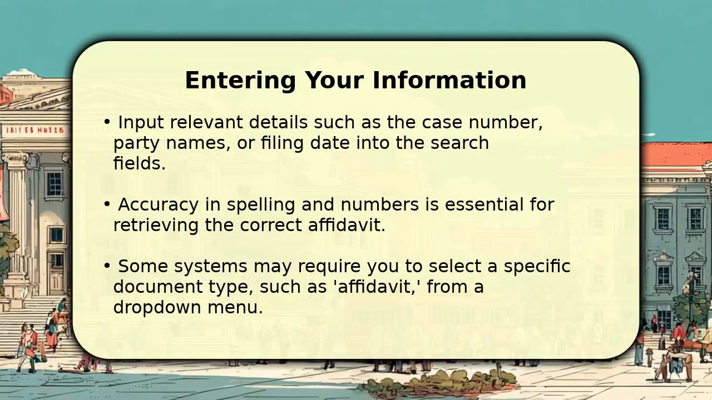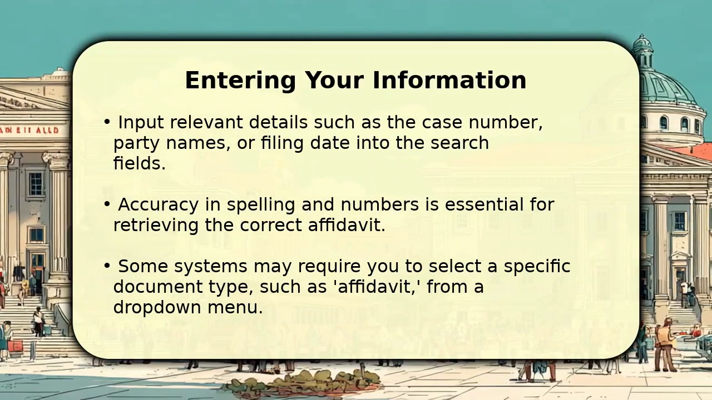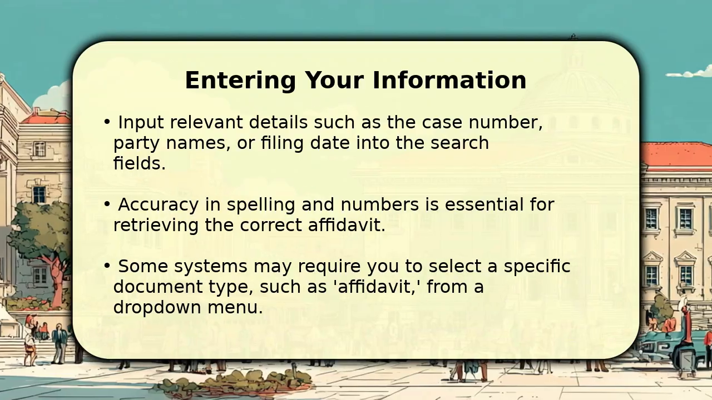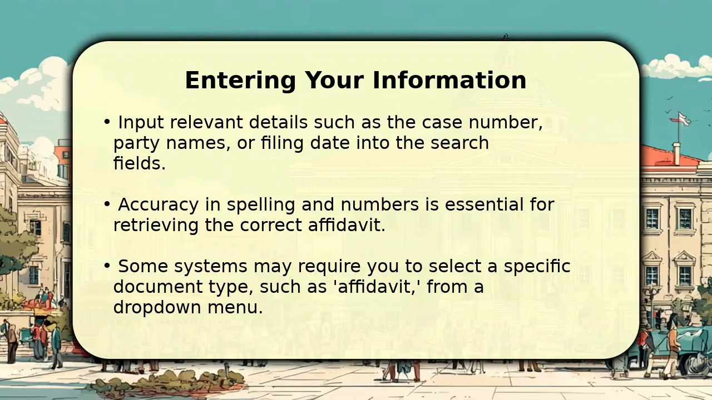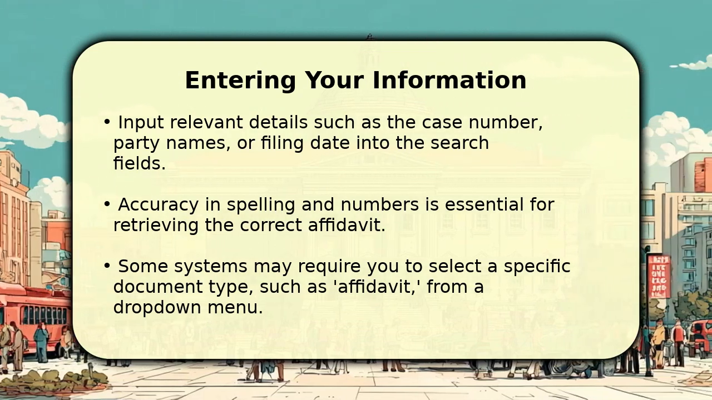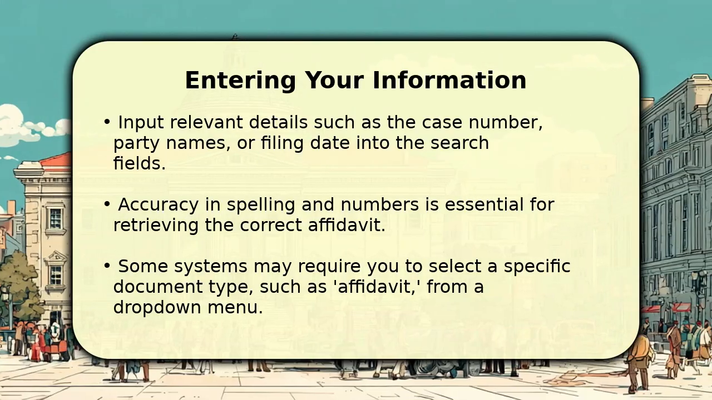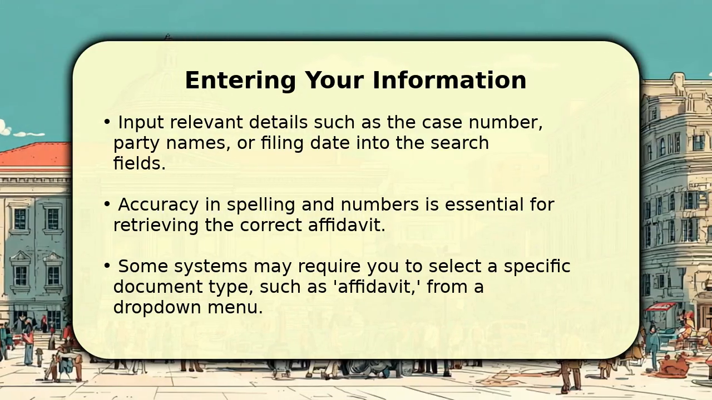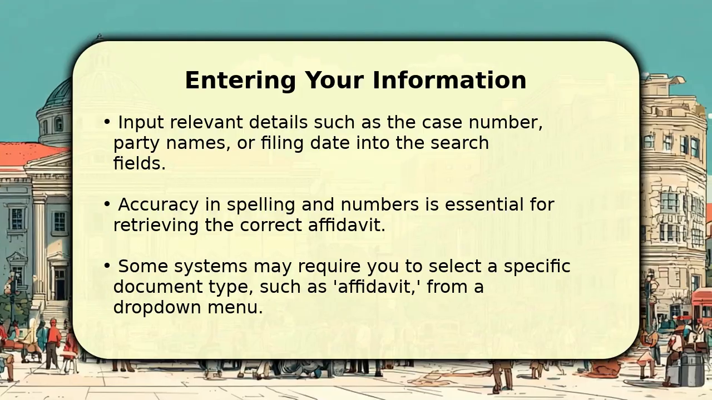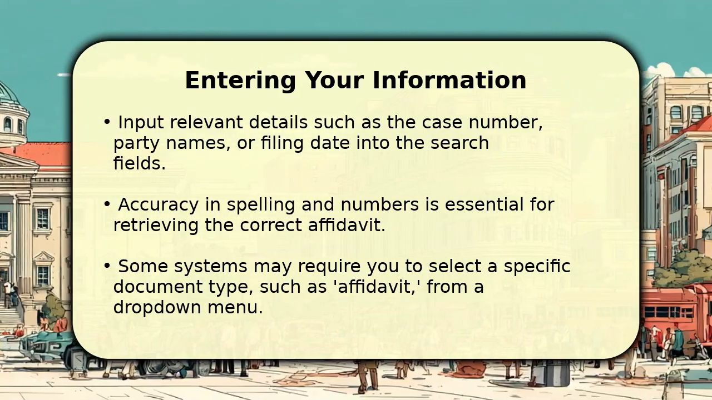Now, carefully enter the required search criteria into the designated fields. You might need the specific case number, the names of the parties involved, or even an approximate filing date. Double-check all spellings and numerical entries, as even a small error can lead to no results. If there is a document type filter, select Affidavit to narrow your search effectively. Precise information ensures you find exactly what you need.